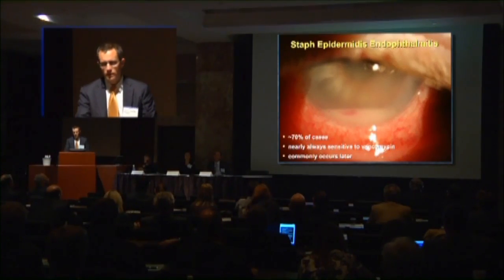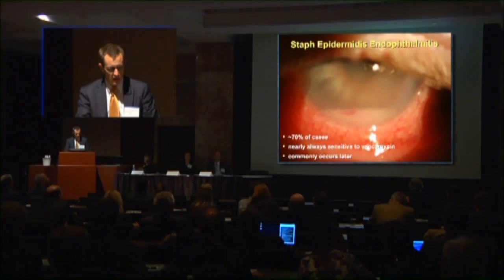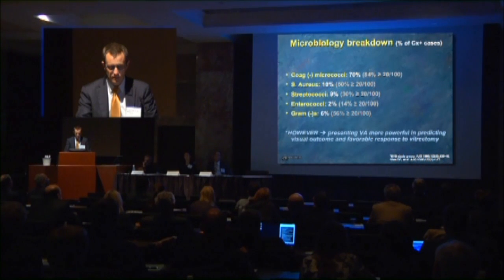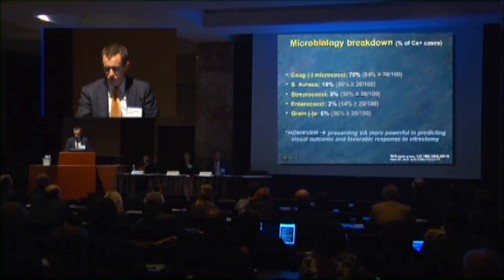Staph epi, coag-negative staph endophthalmitis was most common, nearly always sensitive to vancomycin. More concerning are the non-staph epi types of endophthalmitis: Staph aureus, streptococci, and gram-negatives, and these are more common in injection and blood-related endophthalmitis. The risk factors in the EVS for having a non-staph epi infection were symptoms within 2 days, corneal infiltrate, wound abnormalities, light perception vision, APD, and also loss of red reflex, so if they have significant medial opacity.